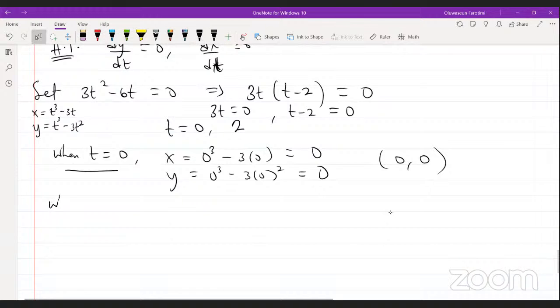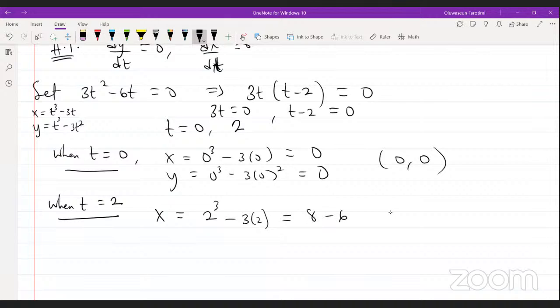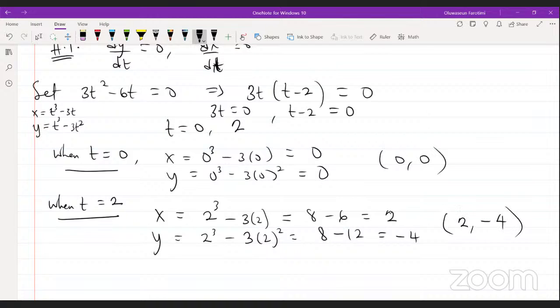Okay, so the second one is t equals 2. You do the same thing, guys. X equals 2 cubed minus 3 times 2, and that's 8 minus 6, and that's exactly what, guys? 2. Y is going to be 2 cubed minus 3 times 2 squared. So you do have 8 minus 12, and this is exactly what, guys? Negative 4. So what is the pair here, guys? (2, -4).